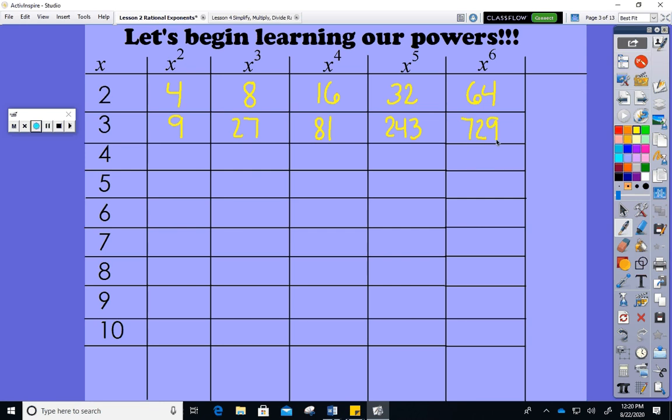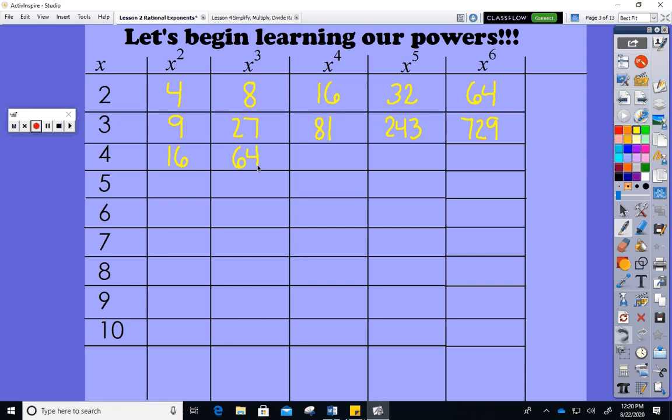So yes, you're going to have to do a little memorization, but if you are making your chart, then just the sheer process of writing begins to start that memorizing process. Now 4 to the first is 4, but 4 squared is 16. 16 times 4 is 64, so 4 to the third is 64.